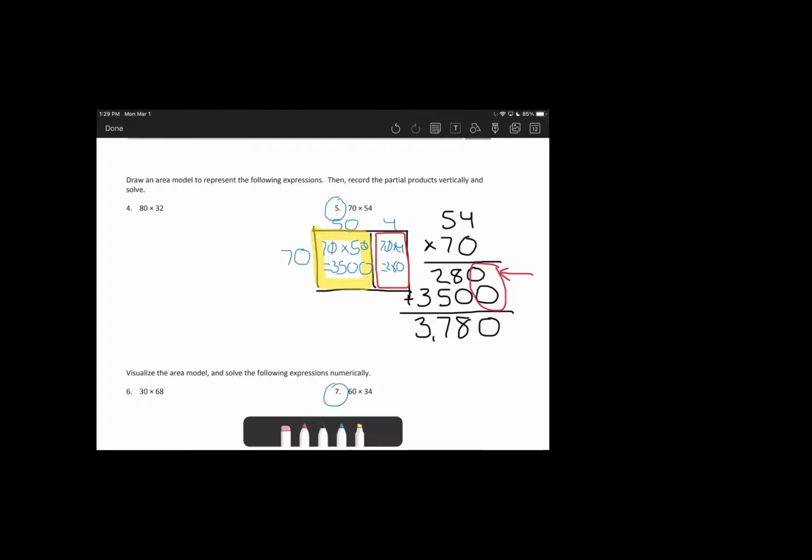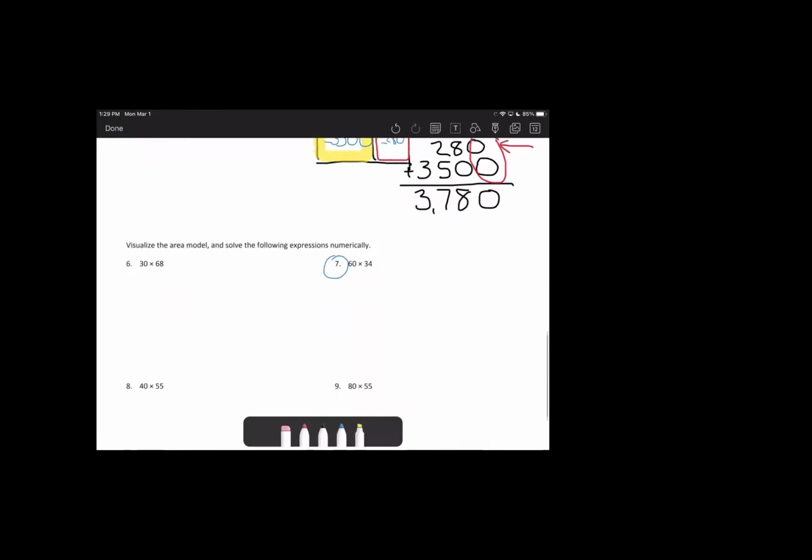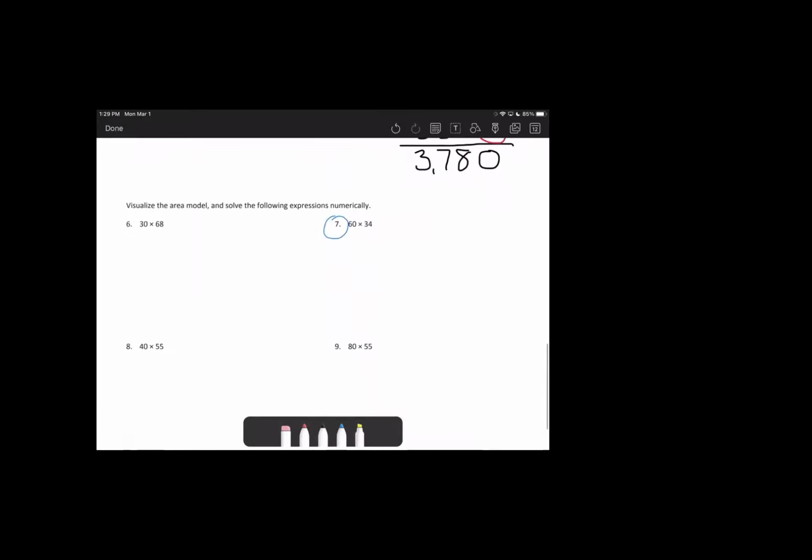Right, are we ready to move to the next problem? All right. So now we're going to do number 7. So for number 7, we're just going to visualize the area model. So we're not necessarily going to draw it. If it does help you, you can draw it on your own on a separate piece of paper or on a whiteboard, but we're just going to kind of picture it in our heads when we solve the expression. So for number 7, we're doing 60 times 34.